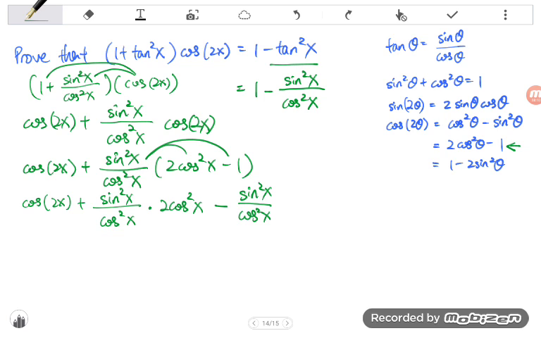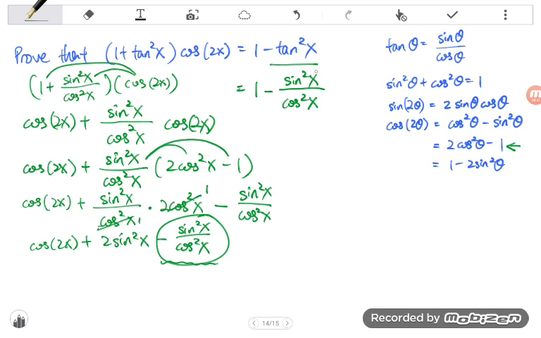Okay, and you can see that the cos square and the cos square cancels out. When they cancel out, they don't become 0, they become 1. So I have cosine 2x plus 2 sine square x minus sine square x over cosine square x. Okay, you see that here? Isn't this part equal to that part? Do you see that? Do you guys see that?